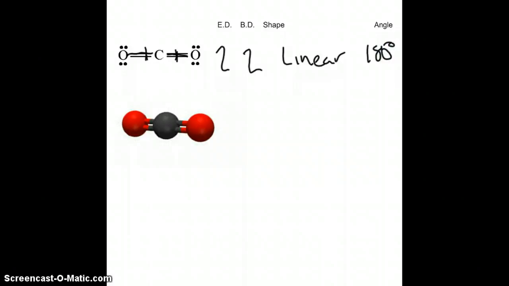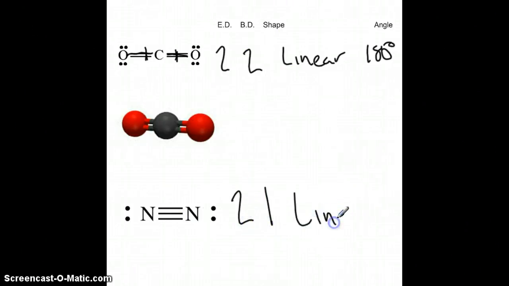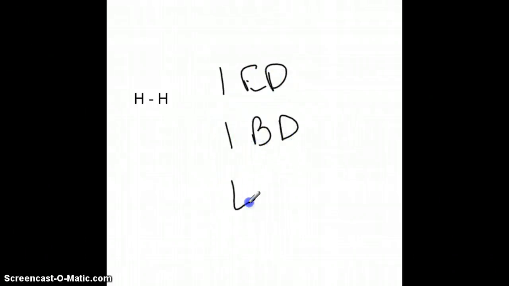Last is going to be this guy, where you have 2 electron domains and 1 bonding domain. And again, this is linear with no bond angle because there is no angle there. And then the last molecule that we have is going to be this guy, where there's only 1 electron domain and 1 bonding domain, and of course that is going to be linear.